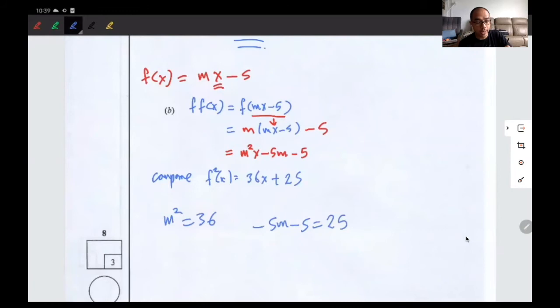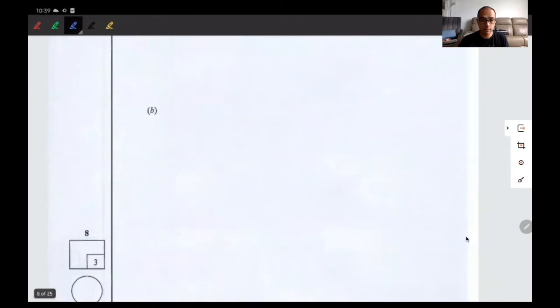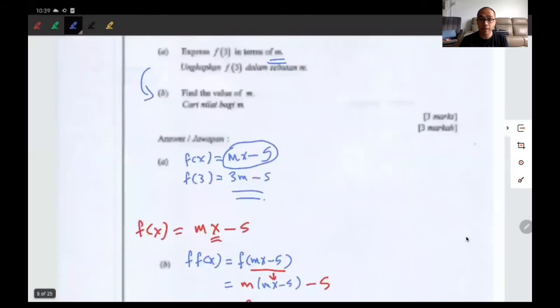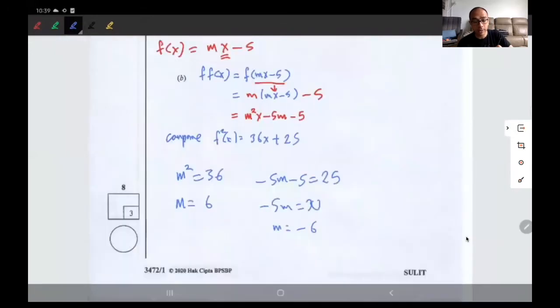Okay, so you get m equals 6. And in this case, you get negative 5m equals 30 and m equals negative 6. So the question is, which m is correct? This is the value that is correct. The value is m equals negative 6.